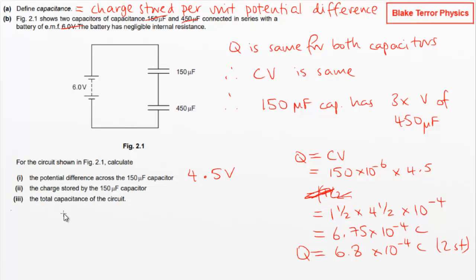What's the total capacitance of the circuit? They're not asking for much there. So we've got, 450 is going to be our denominator. So we're going to have that divided by 4.